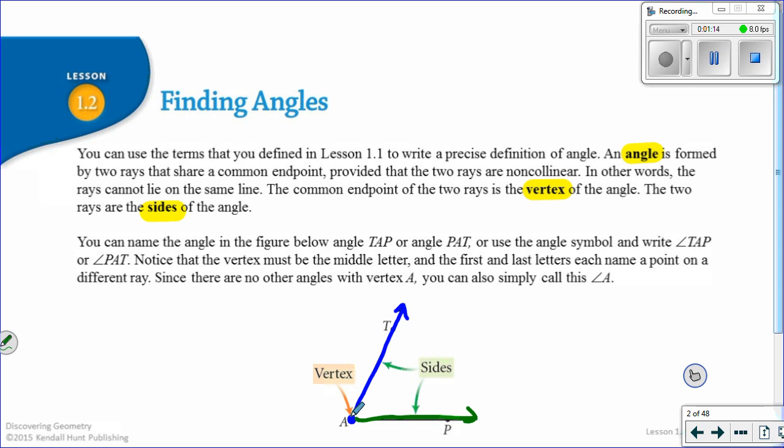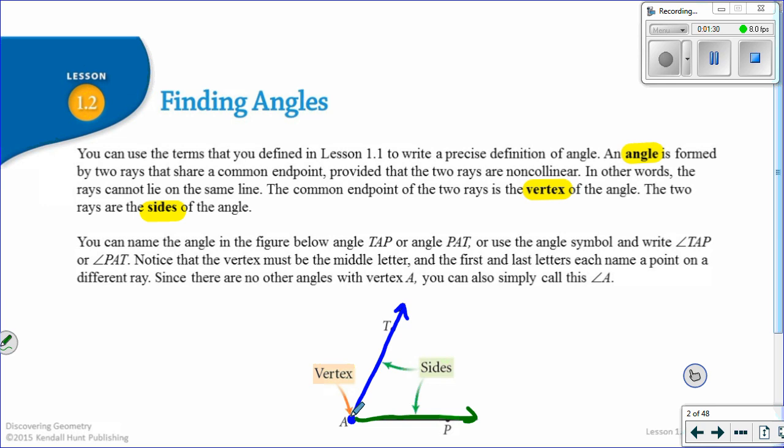The common endpoint is called the vertex. There's your next vocab word. So the endpoint where the two rays meet is your vertex. And the two rays are called the sides of the angle. So three words: angle, vertex, side.